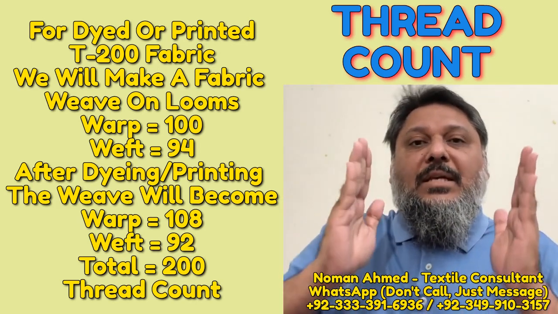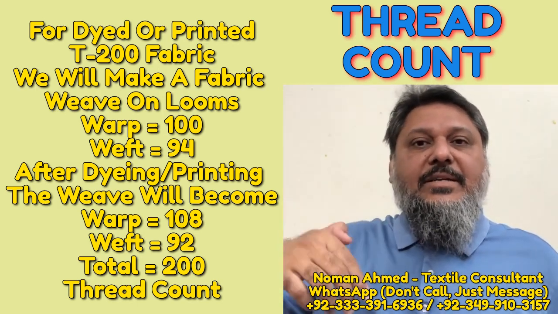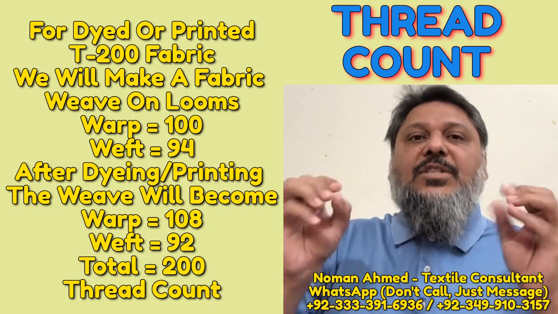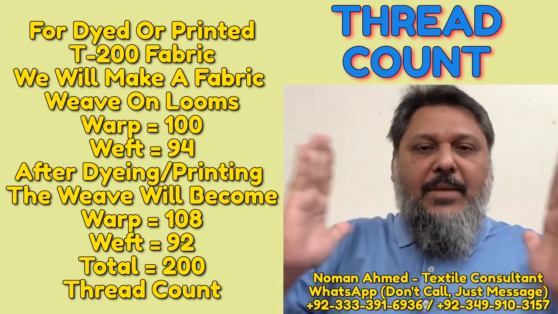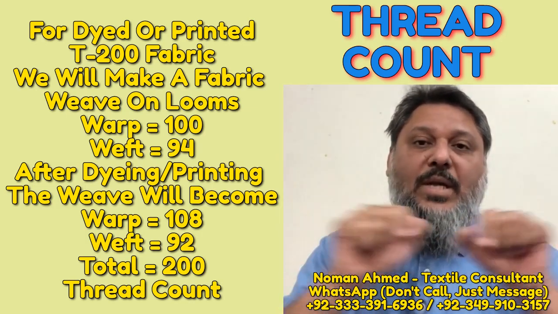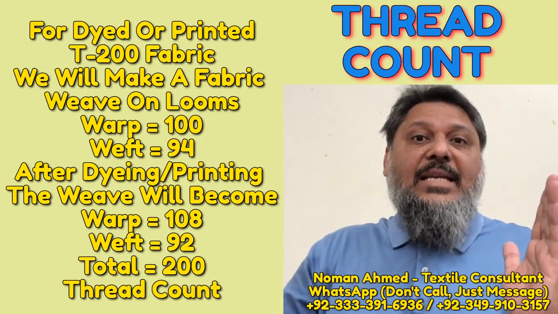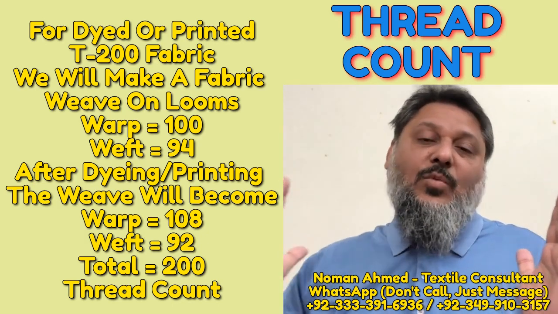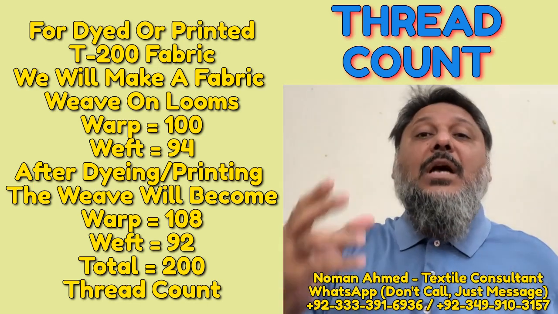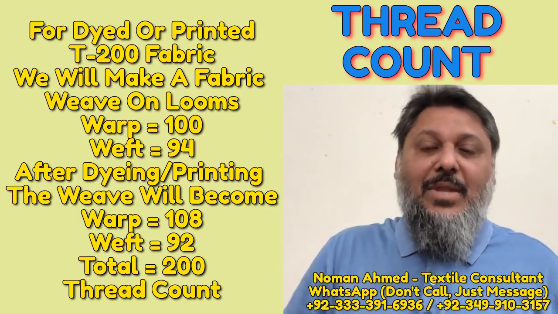So for example, we make 100 vertical yarns on the loom. After touching the water, the fabric will shrink, which means the yarn will come inside the 1 inch. For example, there are 100 yarns, so 8 to 9 yarns which are outside that 1 inch will come inside the 1 inch. So now those 100 vertical yarns will become 109 or 110.